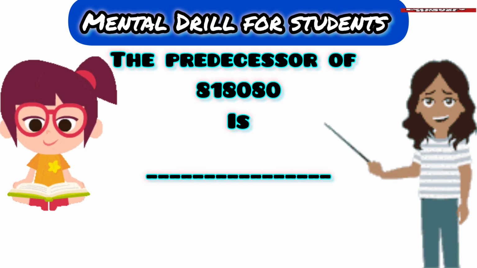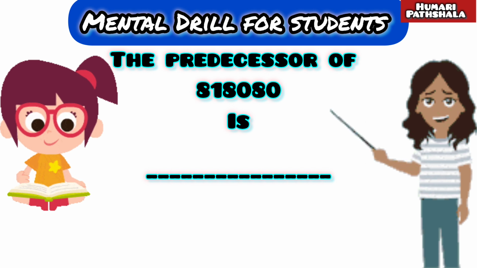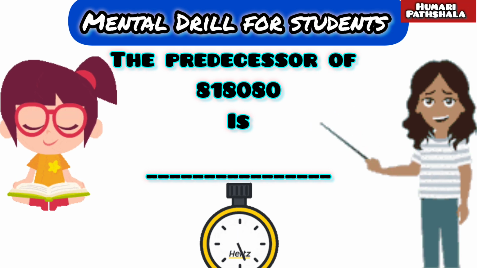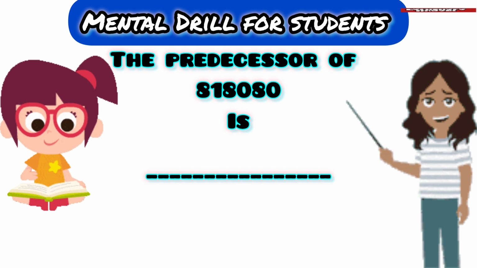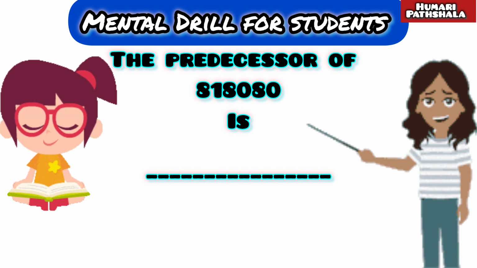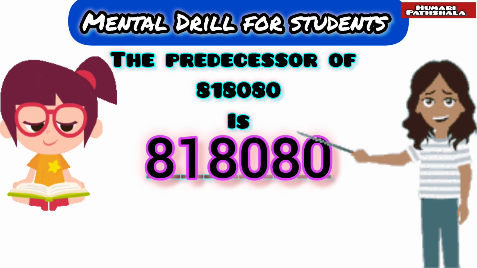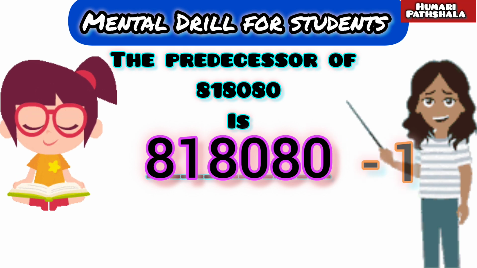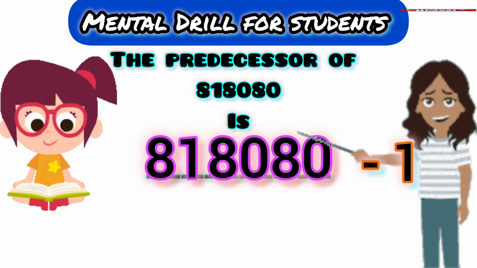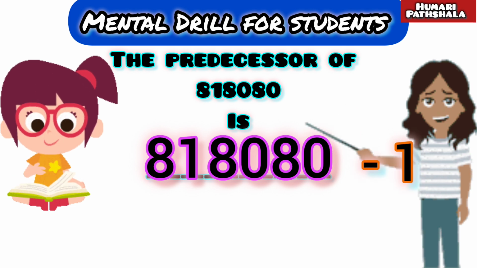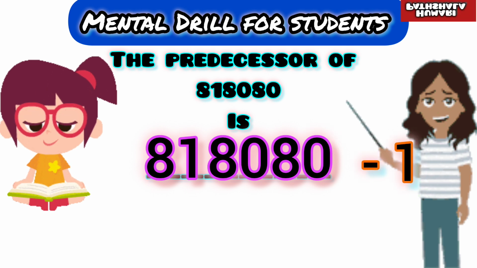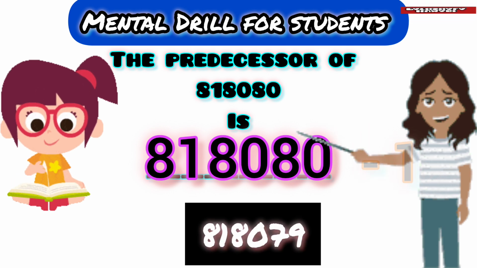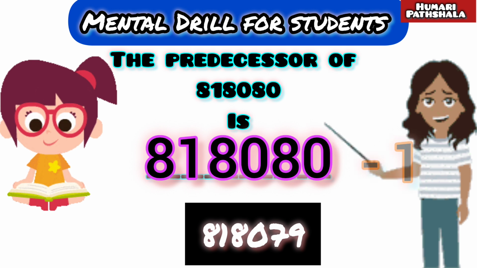Next question. The predecessor of 818,080. Predecessor means one before. That means you will subtract 1 from the given number. 818,080 minus 1. 80, what comes before 80? That is 79. So the answer is 818,079. If you subtract 1 from 80, the answer will be 79. So the final answer is 818,079.